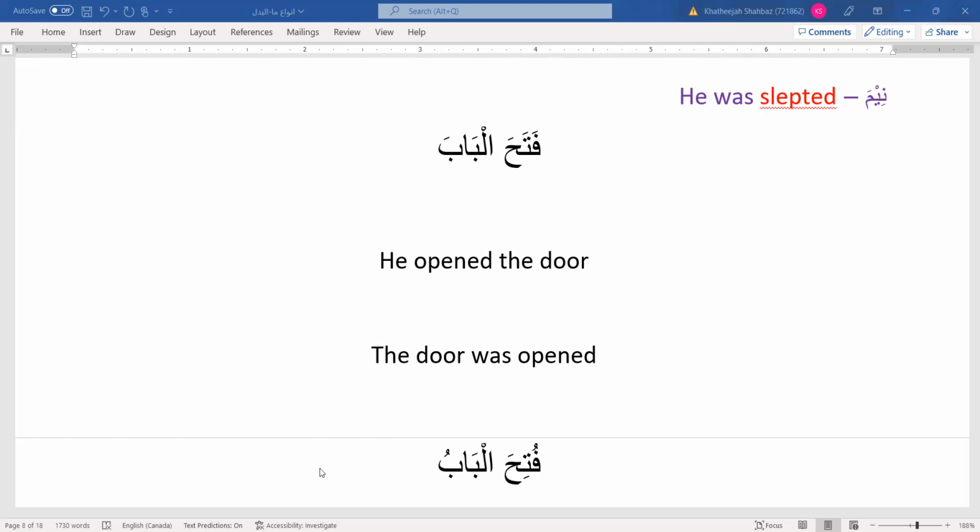I think the way you have defined the passive voice is answering that question. The way I was thinking was that passive voice means that the object comes before the subject, but the way you are defining it is that the subject is actually unknown, or the doer is not known. So I think that answers the question. So in Futih al Babu, the doer is not known.